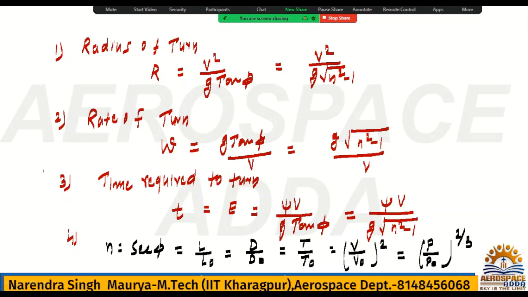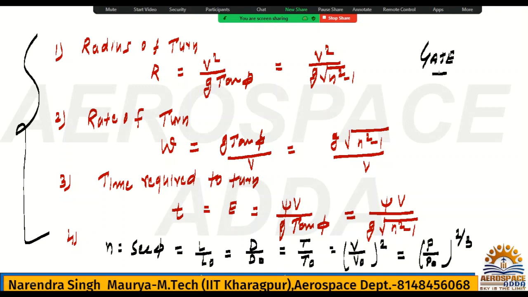If you know this formula for turning flight, you can crack the GATE question. If you check previous year GATE questions, depending on the question, they are asking based on these formulas. Only 4 formulas are available here in terms of different banking angle and load factor. R is the radius of turn, phi is the banking angle, and V is the velocity while turning of the aircraft. During turning, velocity is V.